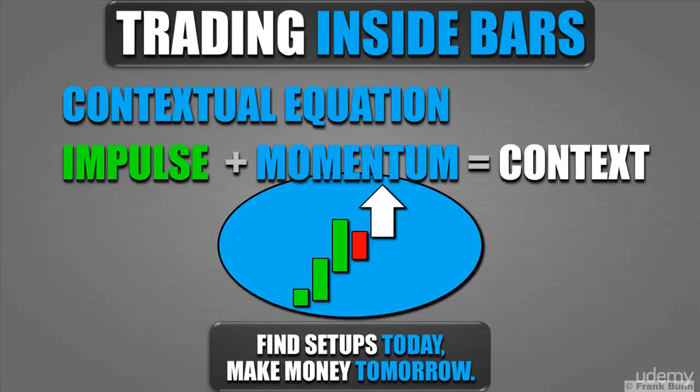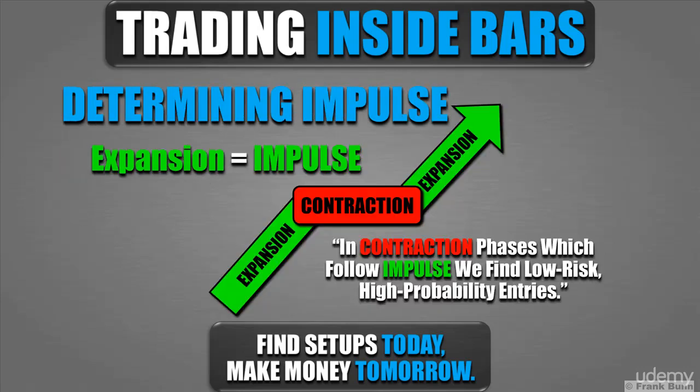The contextual equation is as follows. Impulse plus momentum equals context. Impulse is the price action which precedes the inside bar pattern, and momentum is the overall trend. This provides the context in which it is most likely that the breakout will explode in the direction of our trade. Remember how we determine impulse.